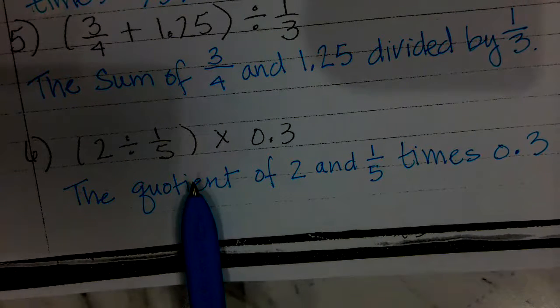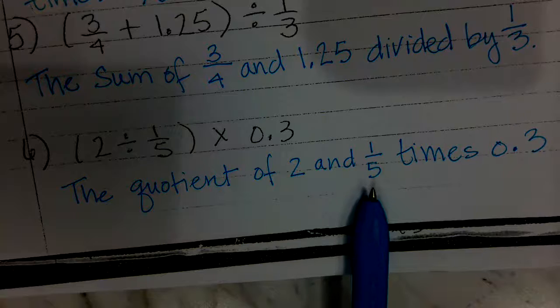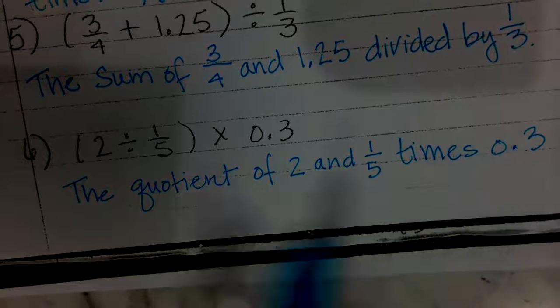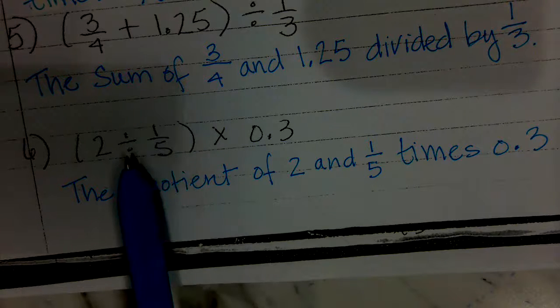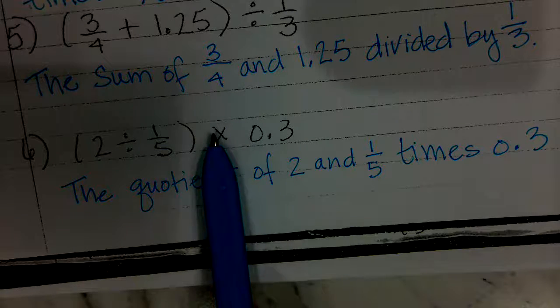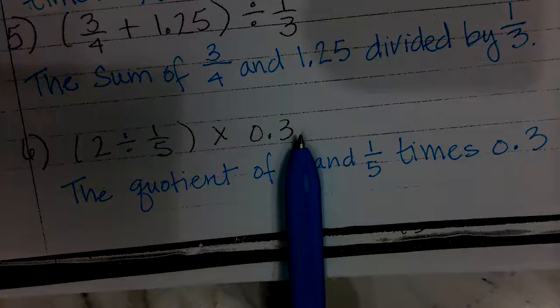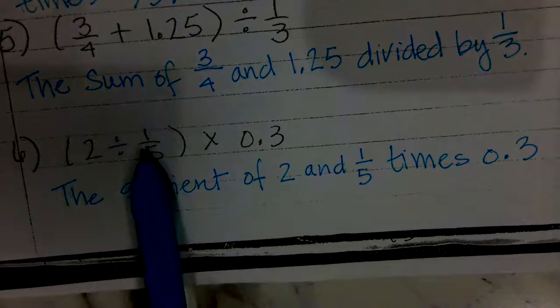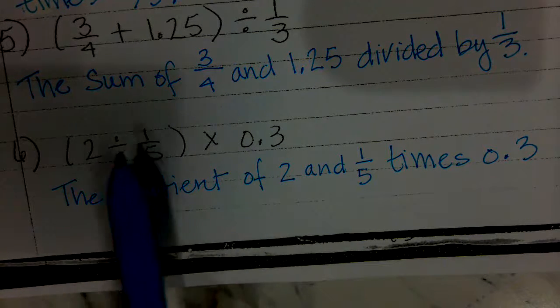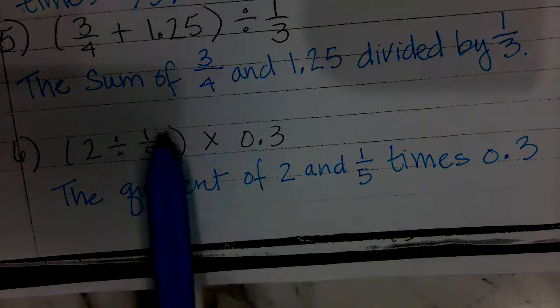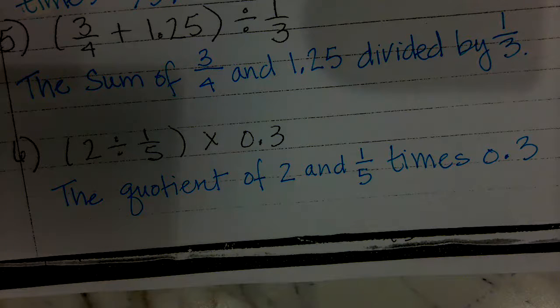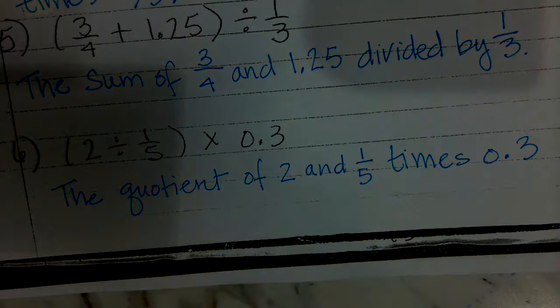So the quotient of 2 and 1/5 times 0.3. So remember, you have to find 2 divided by 1/5 first before you can multiply by 0.3. And when you solve this, you get the quotient. The quotient is the answer. So the answer of 2 divided by 1/5 times 0.3. You could do that. Anything else come to mind?